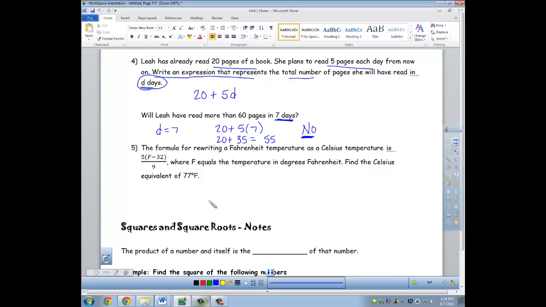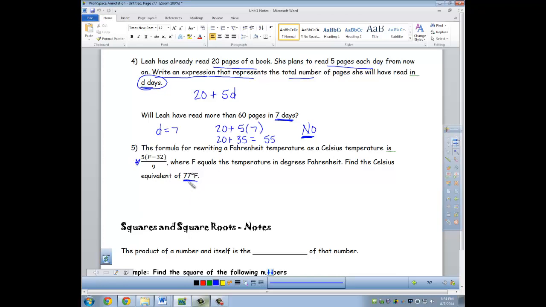Our last problem says the formula for rewriting a Fahrenheit temperature as a Celsius temperature is 5 times x plus f minus 32, divided by 9. Here f equals the temperature in degrees Fahrenheit, and x is a variable. They are not like terms. Find the Celsius equivalent of 77 degrees Fahrenheit.